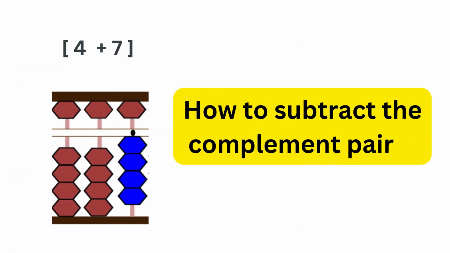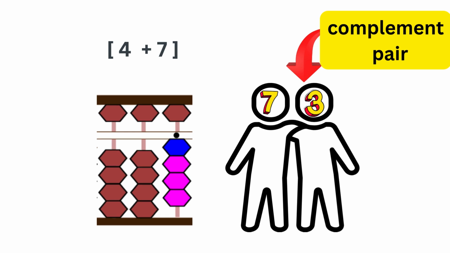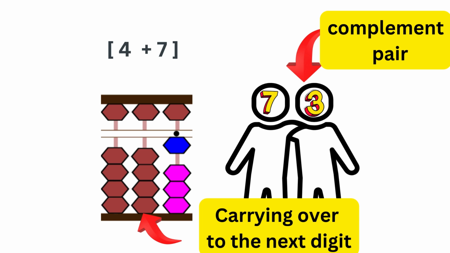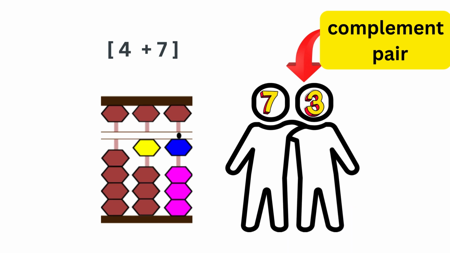Now, let me show you how we subtract the complement pair. Once you know the complement pair, you subtract it in the appropriate column, in this problem, in the ones column. After subtracting the complement, we carry 1 over to the next column, which is the tens column. This step completes the addition process while ensuring that the abacus reflects the correct total.